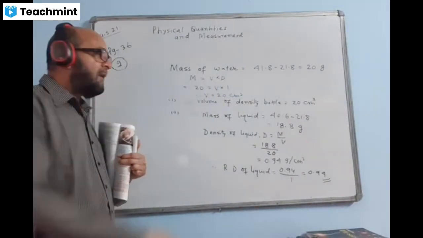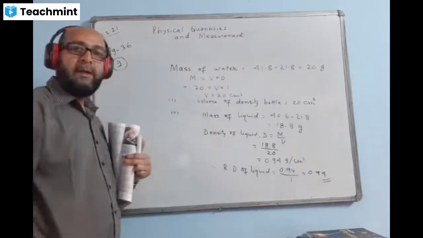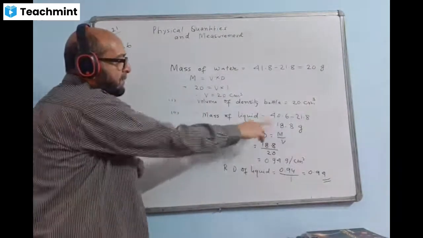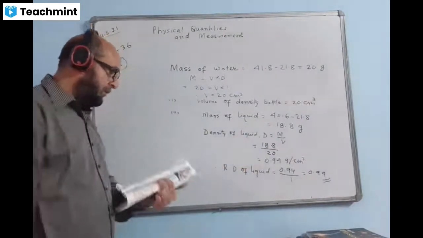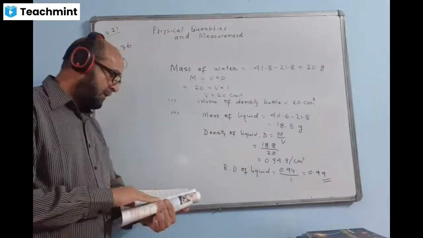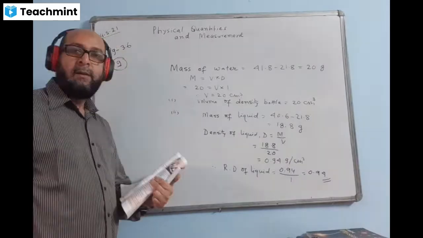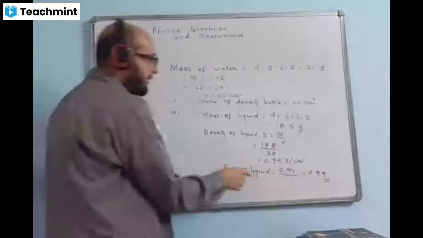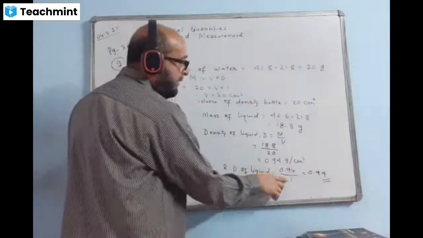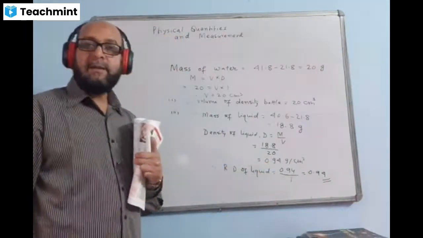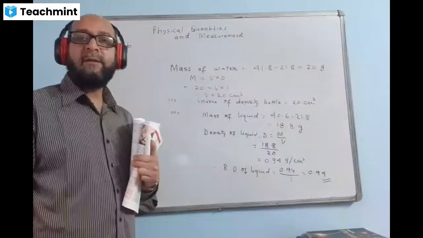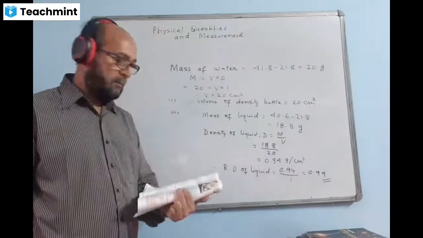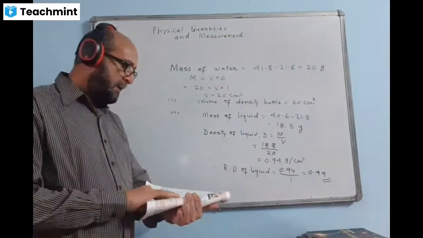Now, same way I'll find the mass of the liquid, so 18.8 grams. And the density of liquid will come as mass by volume. First we'll find density, then we'll change it to relative density. So this question is done. This last step, density value 0.94 divided by 1, because we are dividing it by the density of water. Density of water value take 1, so answer will remain the same without any unit. So answer is 0.94.